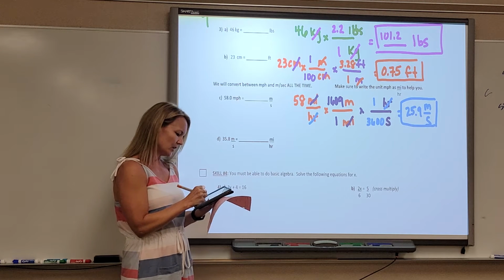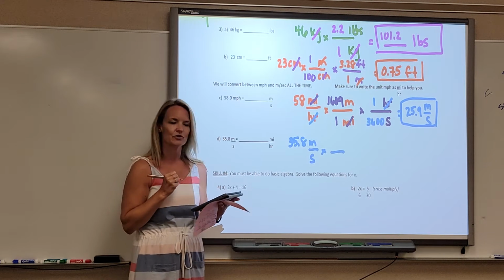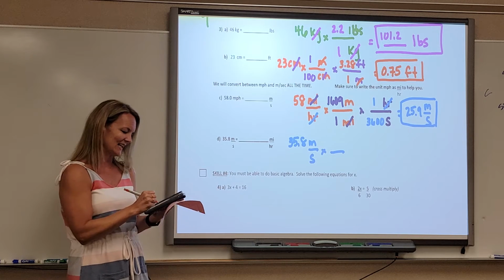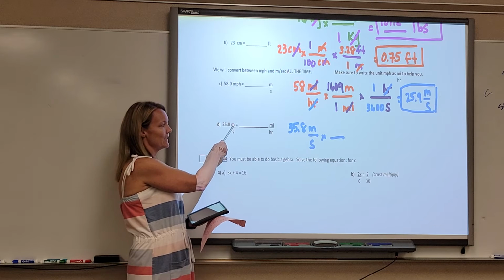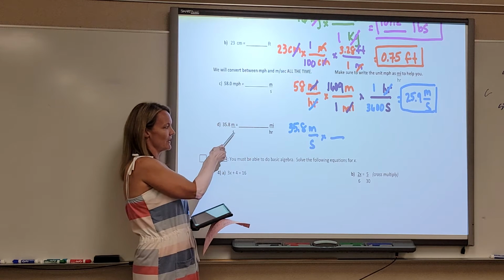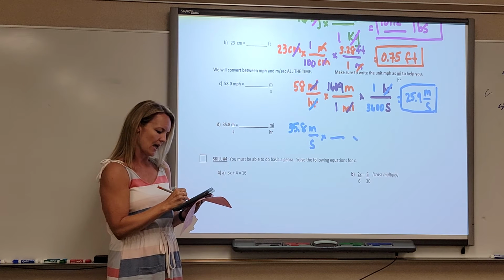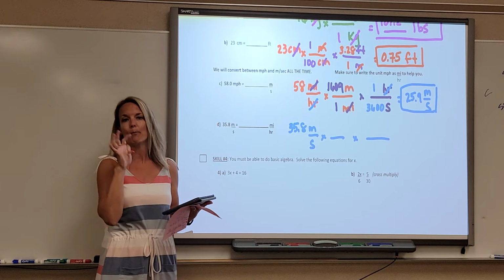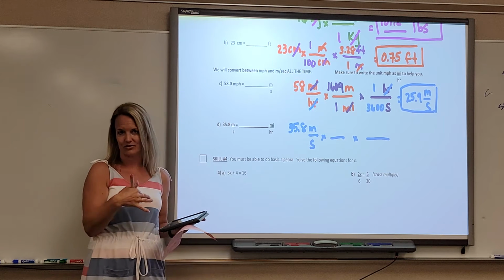Okay, so I'm going to start here, 35.8 meters per second. I'm going to need 2 conversion factors. I'm going to need to get my meters into miles and my seconds into hours. So I'm going to need those 2 numbers again and get them set up. So pause the video, try it on your own, see if you can calculate it, and then check back.